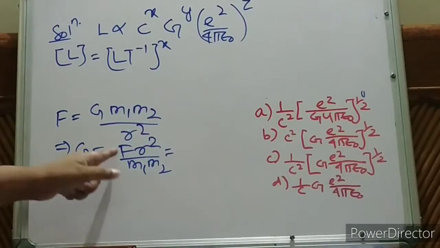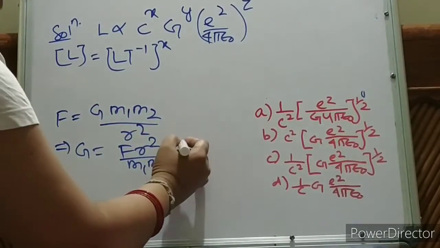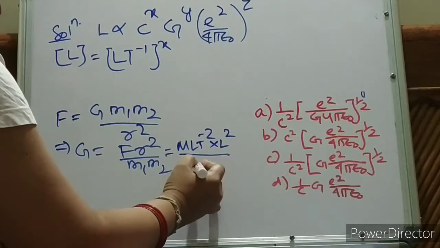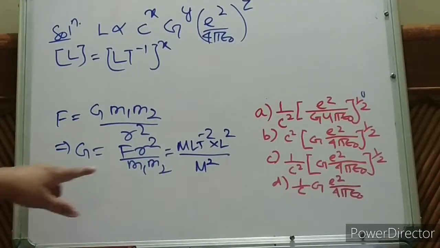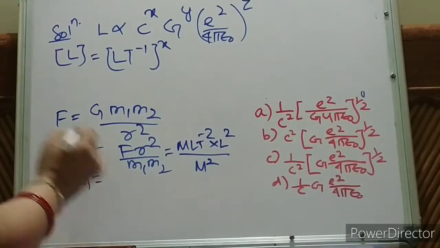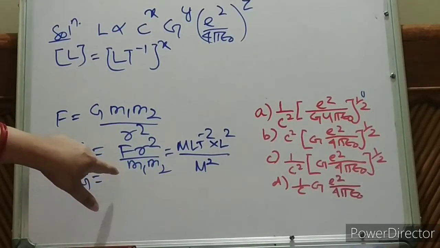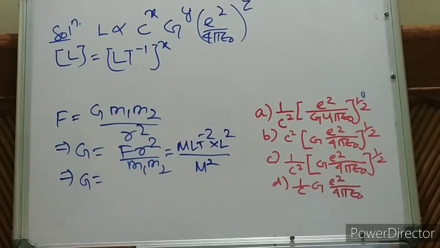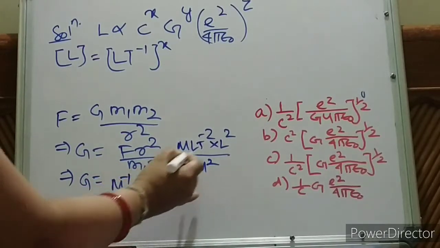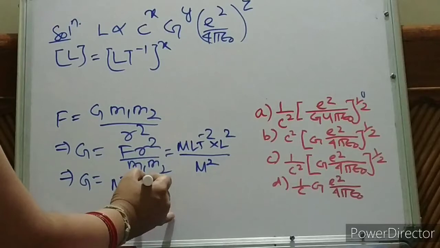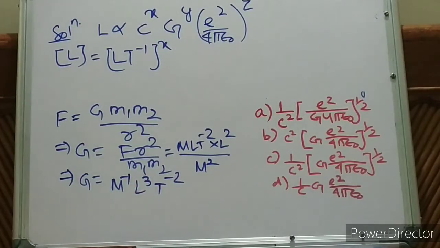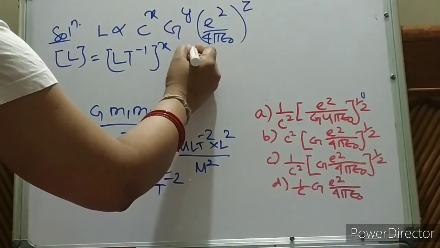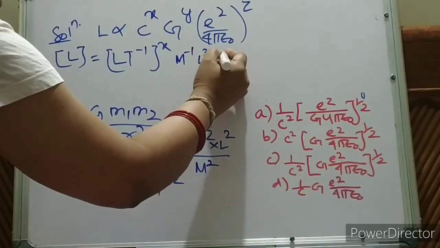What is F? M L T to the power minus 2. M L T to the power minus 2, r square, length square. m1 and m2, that means M square. Is it clear? Then what is the gravitational constant dimension? So G is equal to this thing, you should know. Then quickly you can do it. So M to the power minus 1, because this 2 will go up. So it will be M to the power minus 1, L cube. Here L square, so L cube. Then T to the power minus 2. Okay, children. So here in place of G, what you will write? M to the power minus 1, L cube, T to the power minus 2, to the power y.